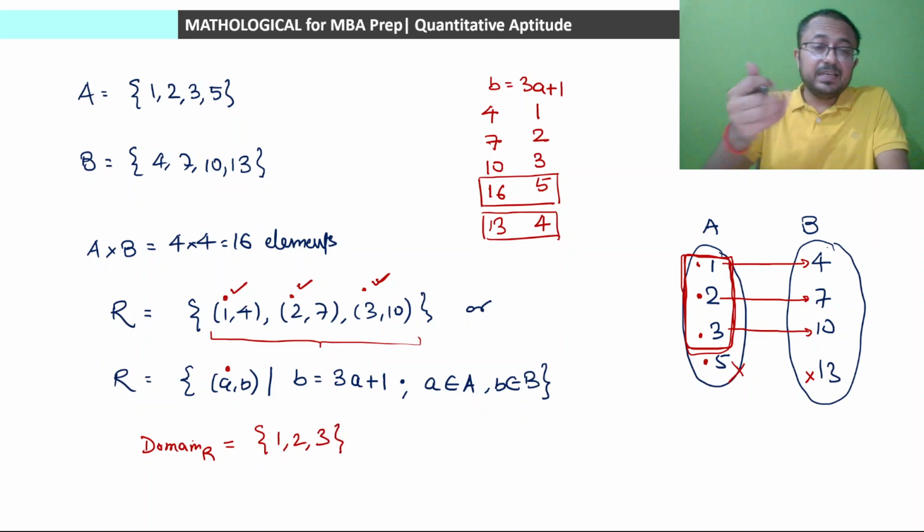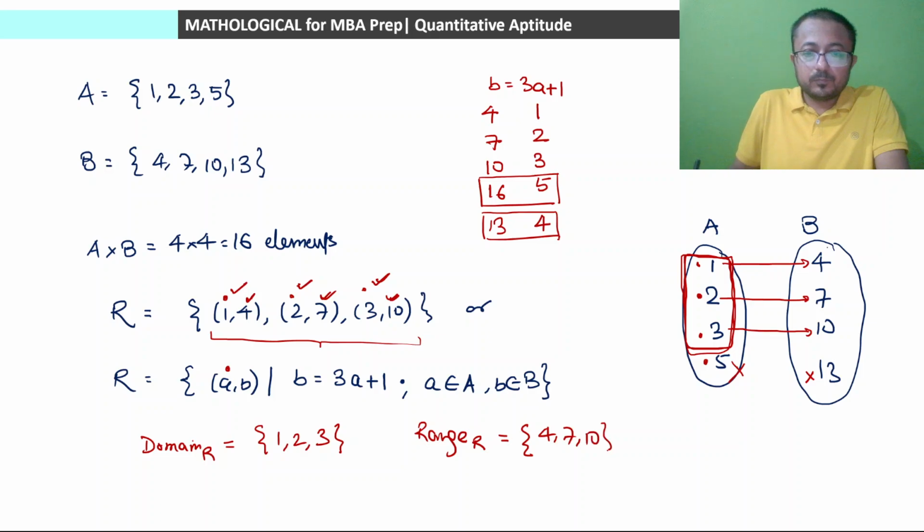Okay, similarly the range of R. Now the range will contain all the second elements, which are 4, 7 and 10. All the second elements, 4, 7 and 10. Obviously 13 is not there because 13 is not part of the range, but 13 is part of set B. It is part of set B, and what do we call set B? This is also the codomain. So 13 is part of the codomain. So the codomain of relation R will be set B only. This is equal to B. So set B contains 4, 7, 10 and 13.